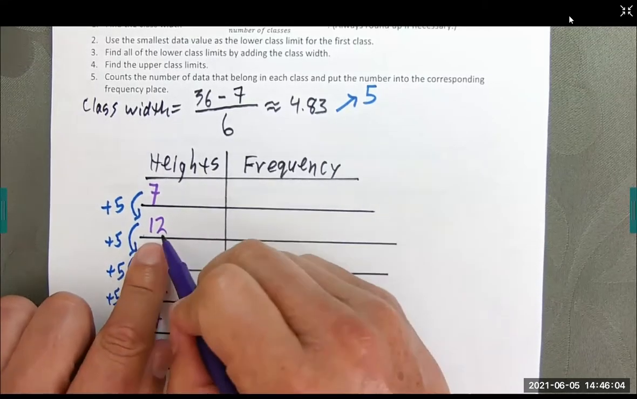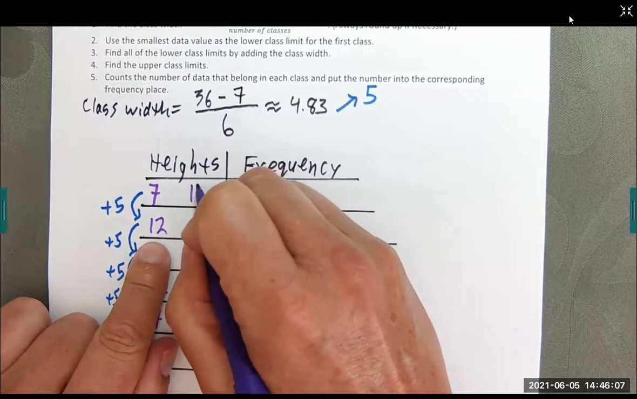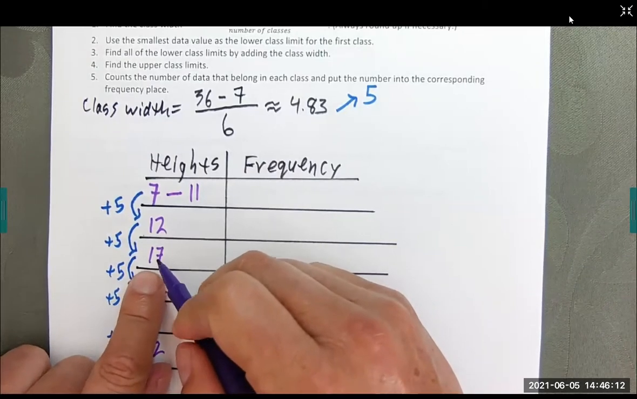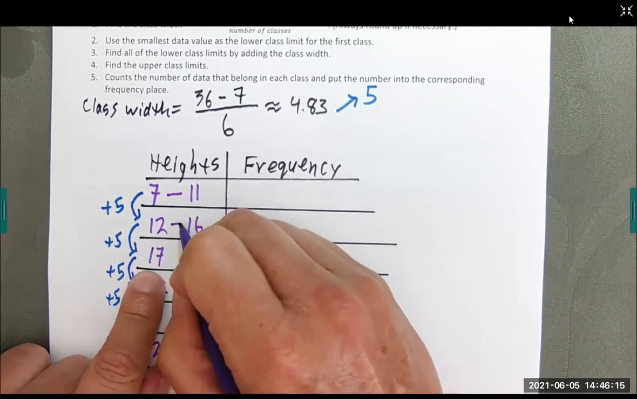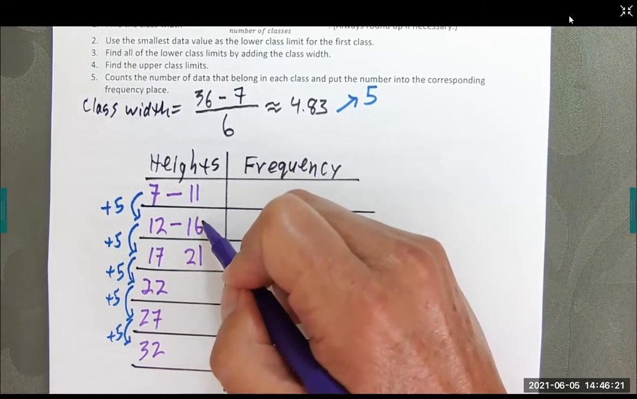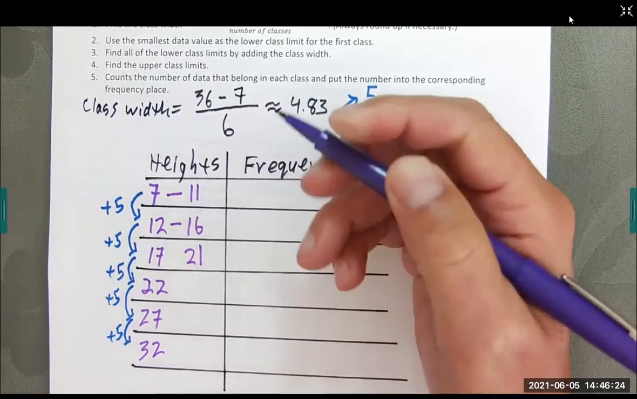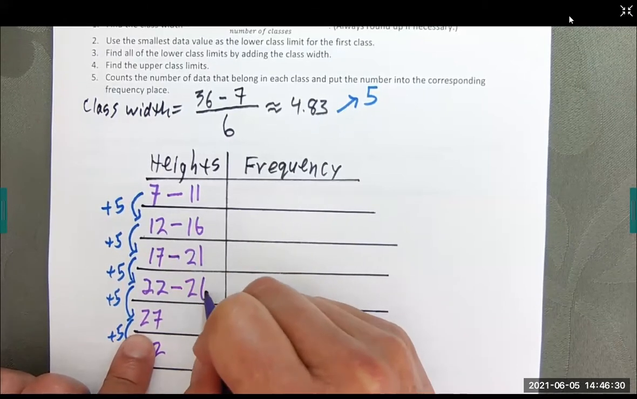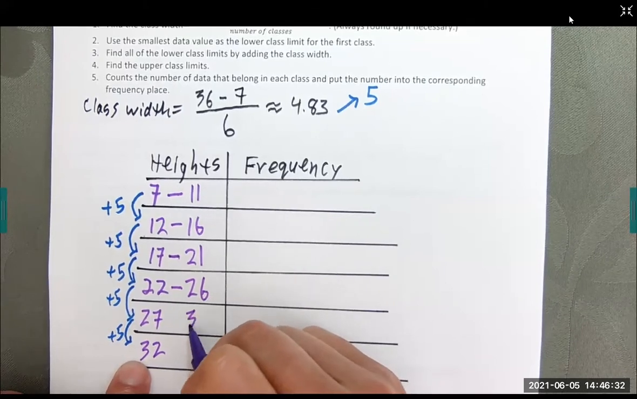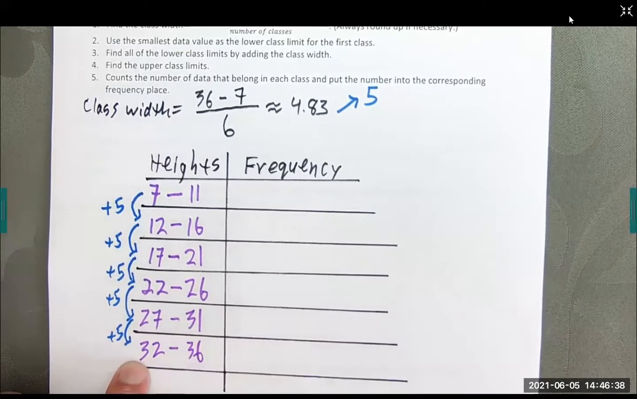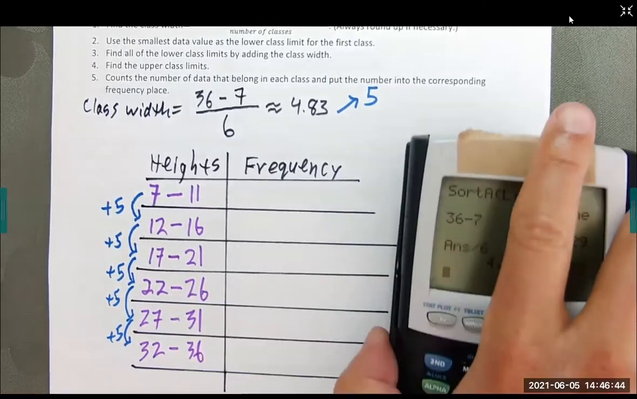Now, if this one starts at 12, that means this one ends at 11. If this one starts at 17, that means this one ends at 16. And you can see how I'm doing that. Now you'll notice this is also plus 5, plus 5, plus 5, plus 5, and so on. So this here, this here. And again, I'm just going to add 5 to that to get the 36. There we are. And now we're going to do our frequencies.